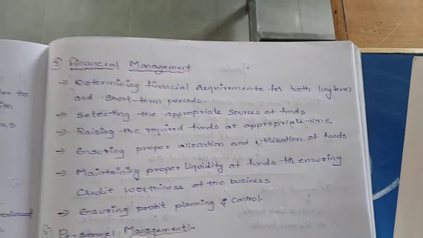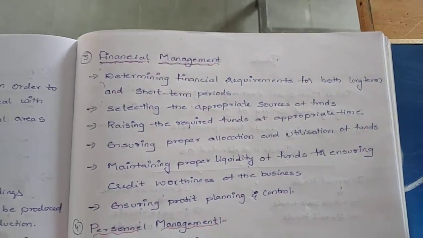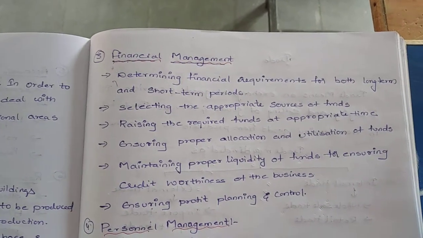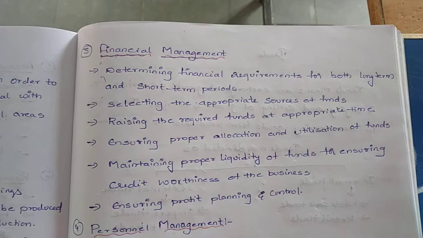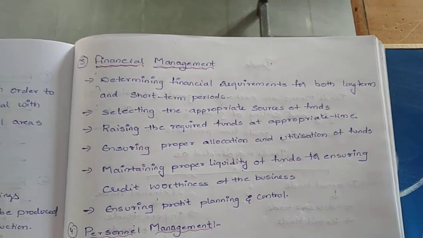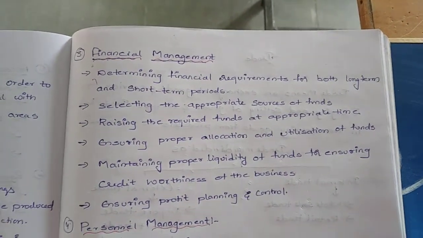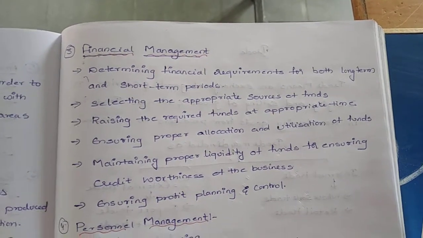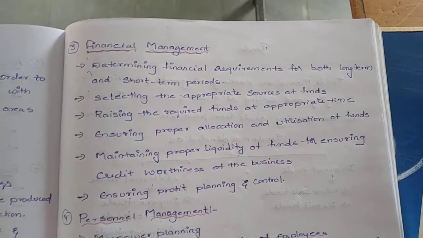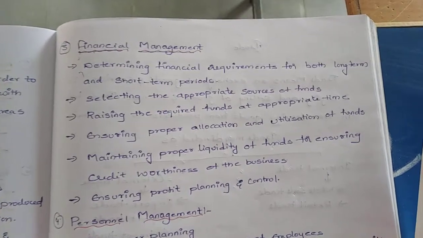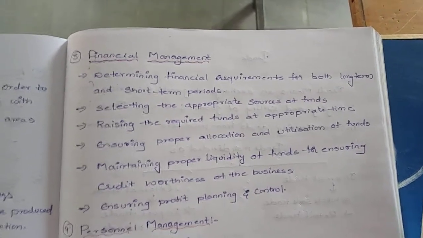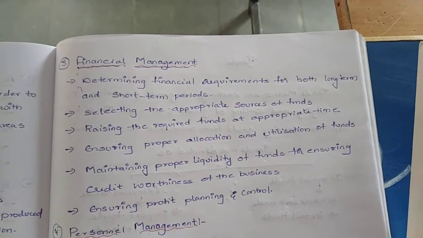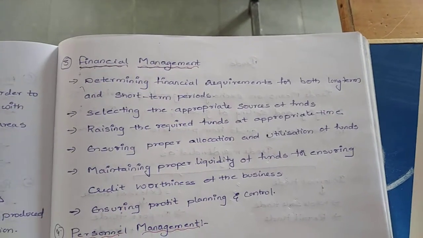Nothing but here the businessman, the financial manager, has to think in that way that the funds which are available to them should be for long term and for short term periods also. The capital which they have will be divided into two parts, working capital and fixed capital. In that way they have to divide, and as per the requirements in the organization, they have to provide the amount.